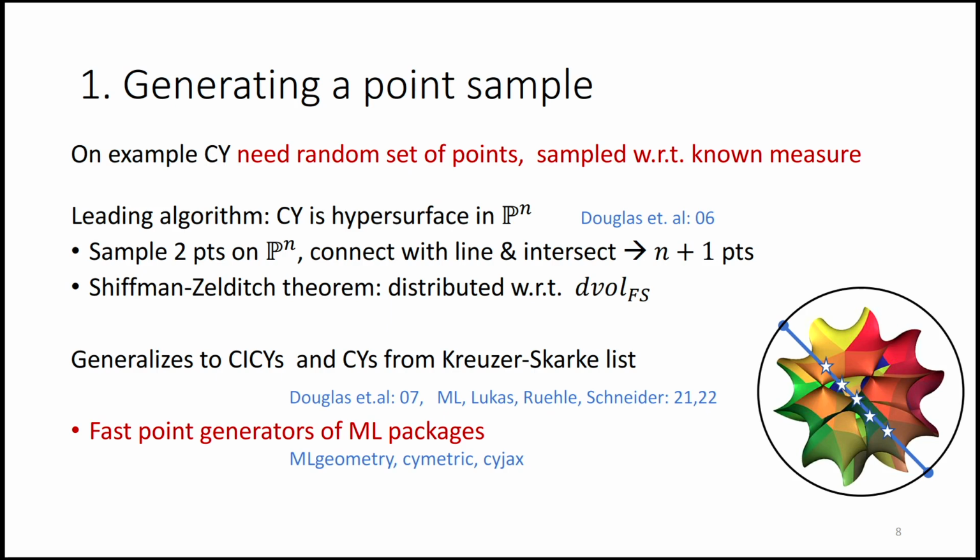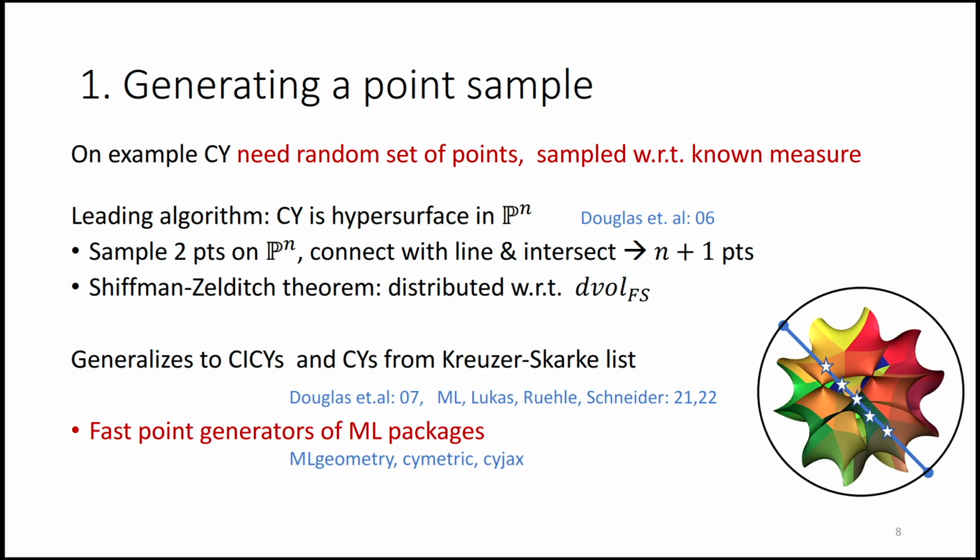So there's a mathematical theorem by Shiffman and Zelditch telling you that if you do this, then the points that you sample will be distributed with respect to a known measure, which is the Fubini-Study volume measure on the Calabi Yau. And this is something that we need to know because in the end, we will use these points to compute integrals. And when we compute these integrals, we need to know with respect to which integration measure we should integrate things. So we need to sample points randomly on the Calabi Yau. We need to have a lot of points so that we're covering the whole space. And then we need to know how they are distributed. And this is something that this algorithm gives us.